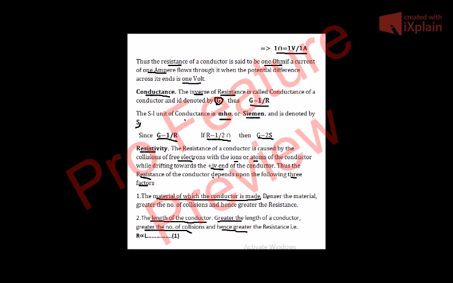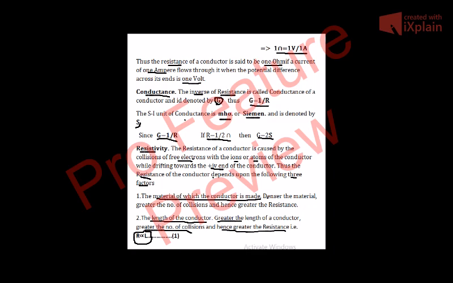Hence the resistance will be greater. Similarly, R is proportional to L. Greater the length of the conductor, greater will be the number of atoms or ions, greater will be the number of collisions that will take place, and greater will be the resistance of the conductor. So R is directly proportional to L.